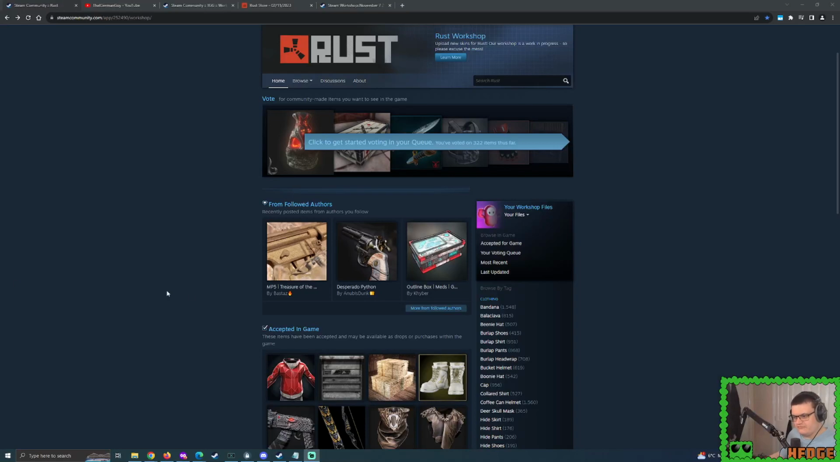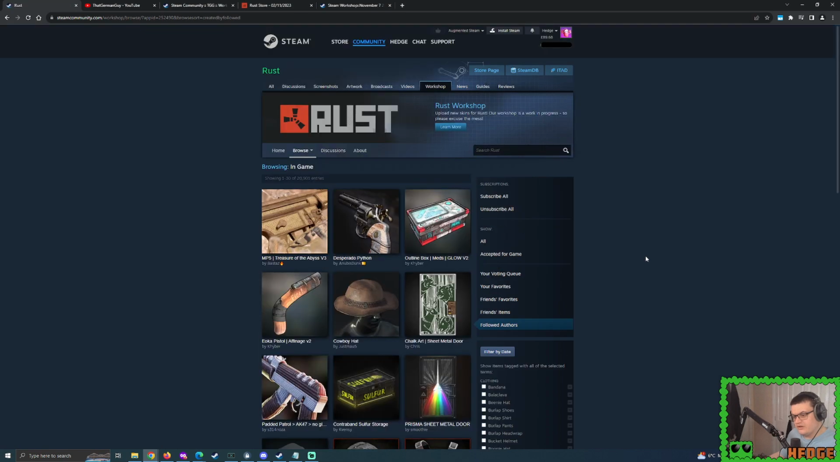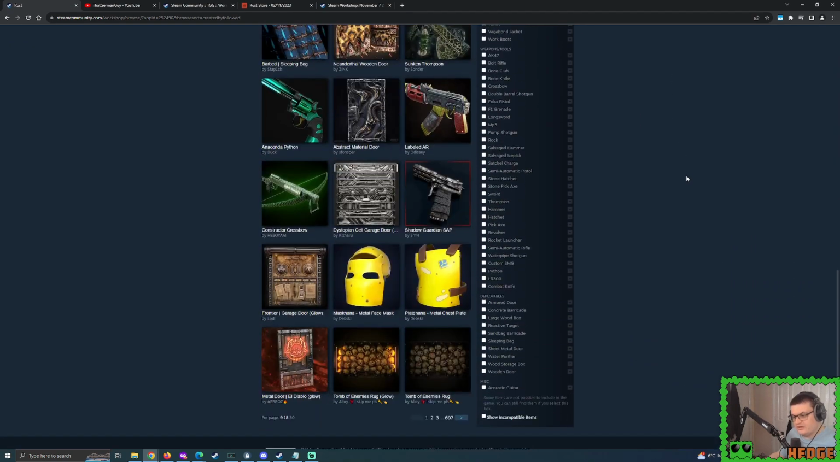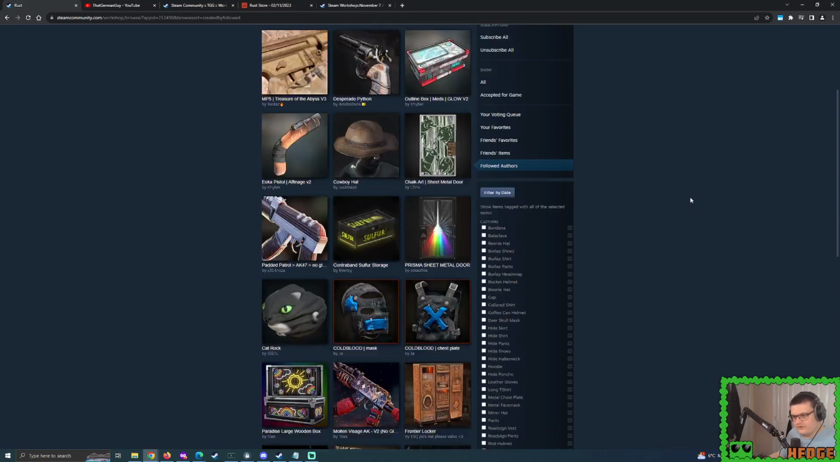I hope you're doing alright, because it's time for the Rust Workshop skin checks. As you can see right here, as a little teaser, here are all the newest skin submissions that appeared over the past weekend and as of Monday. Get a good look at that. Yep, very nice, very cool.